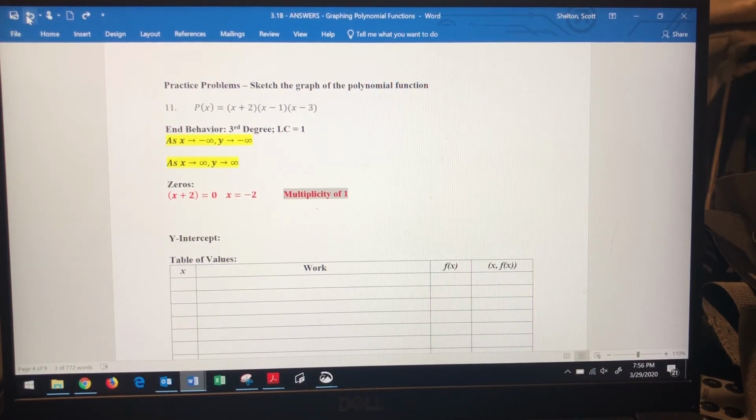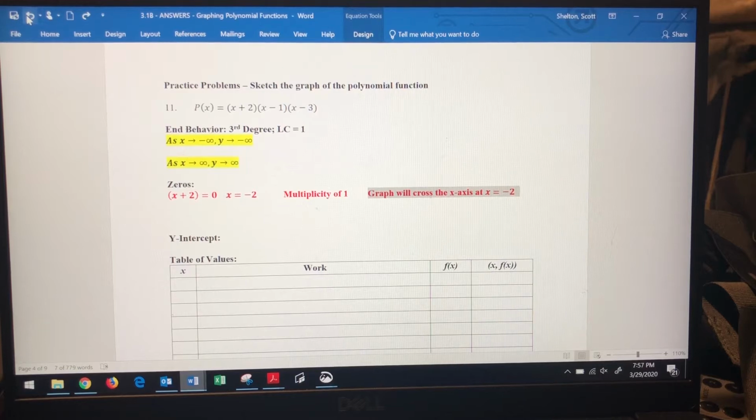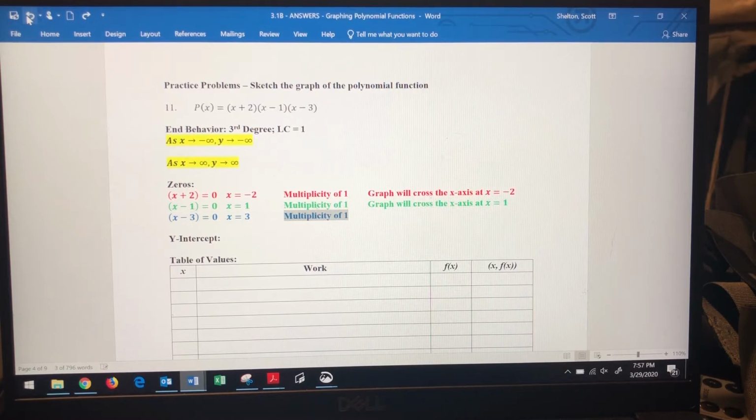All right, that's important because it tells us at that point the graph is going to cross the x-axis. If we have an odd multiplicity, the graph will cross the x-axis. If we have an even multiplicity, we'll talk about what happens in the next problem. Okay, second x-intercept is going to be x equals 1. Again, that factor only occurs one time, so we've got a multiplicity of 1, so the graph will cross the x-axis there. Third factor gives us a 0 of x equals 3. Odd multiplicity again, graph will cross the axis there.